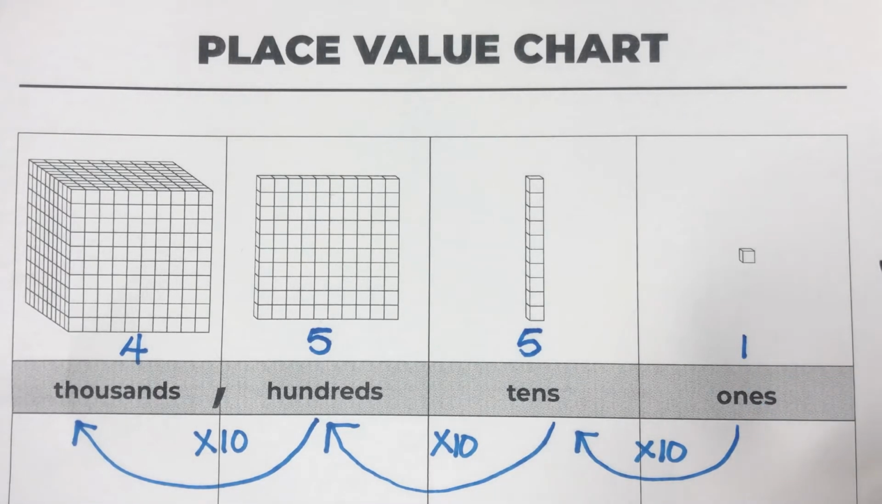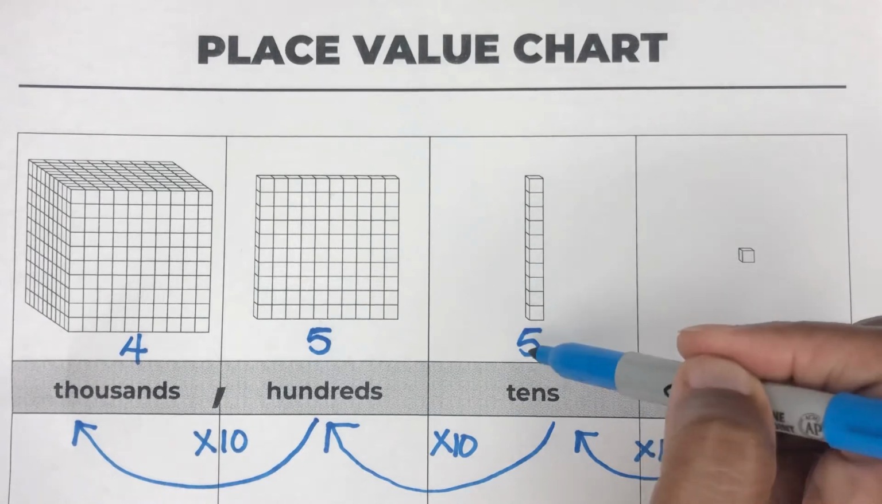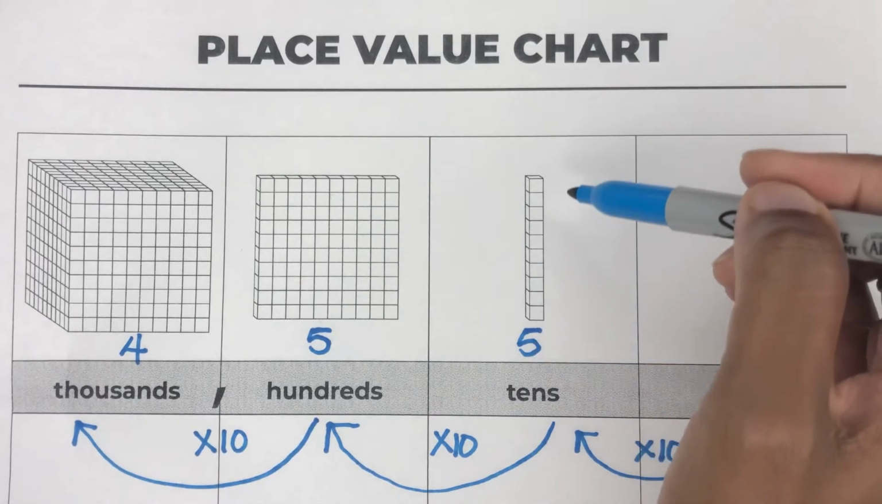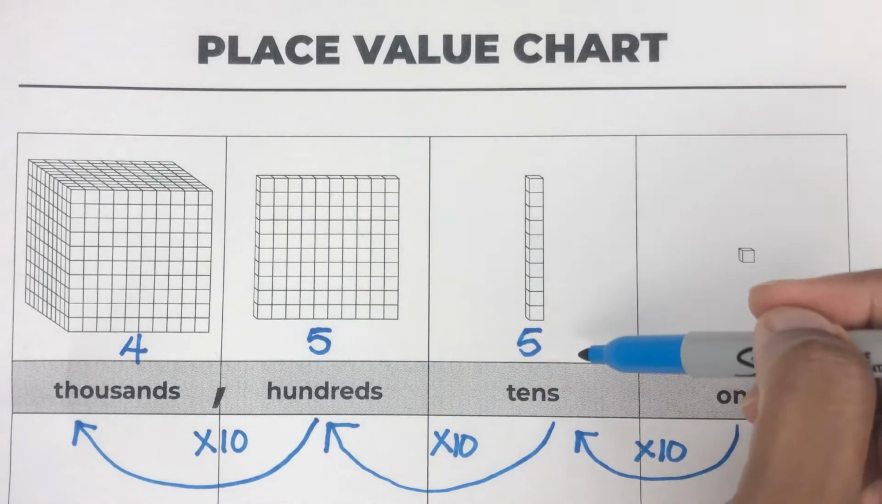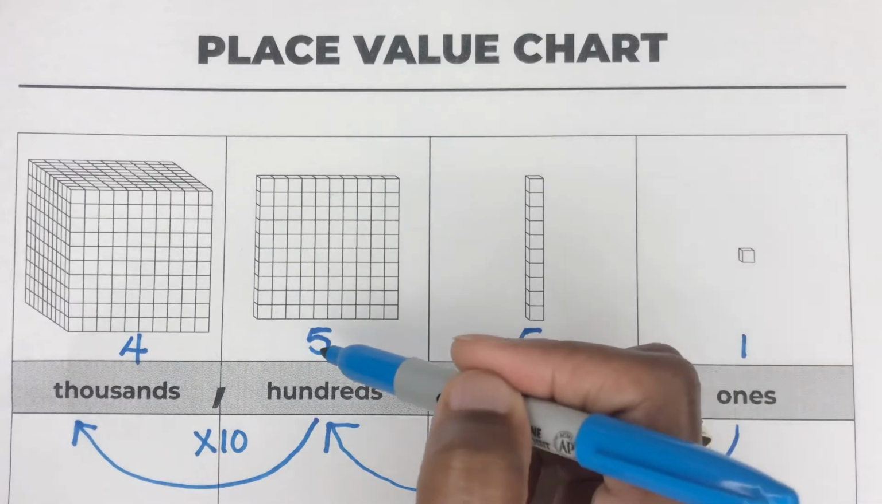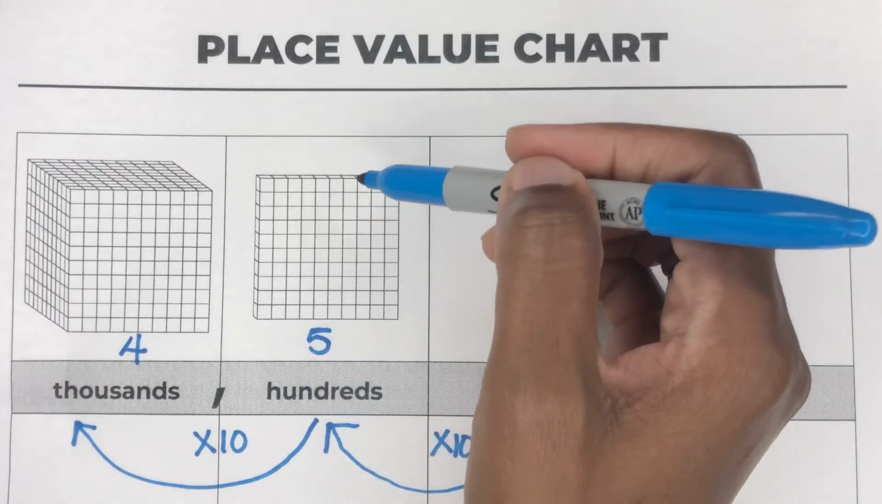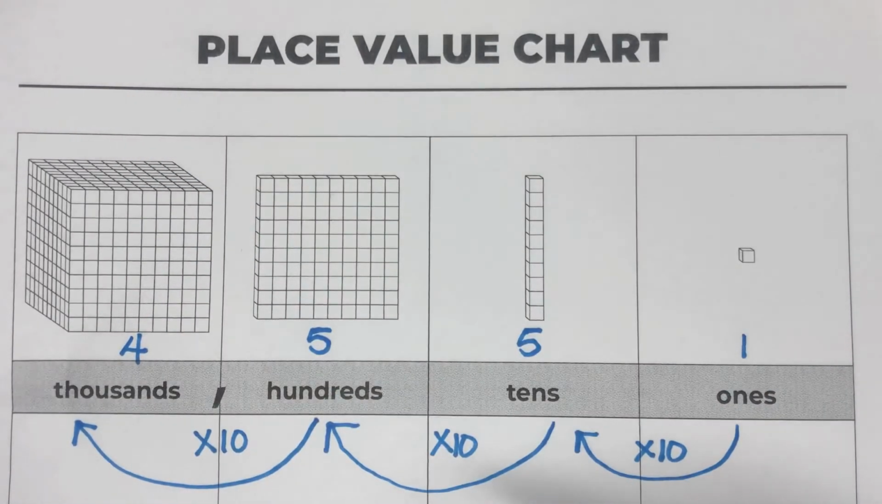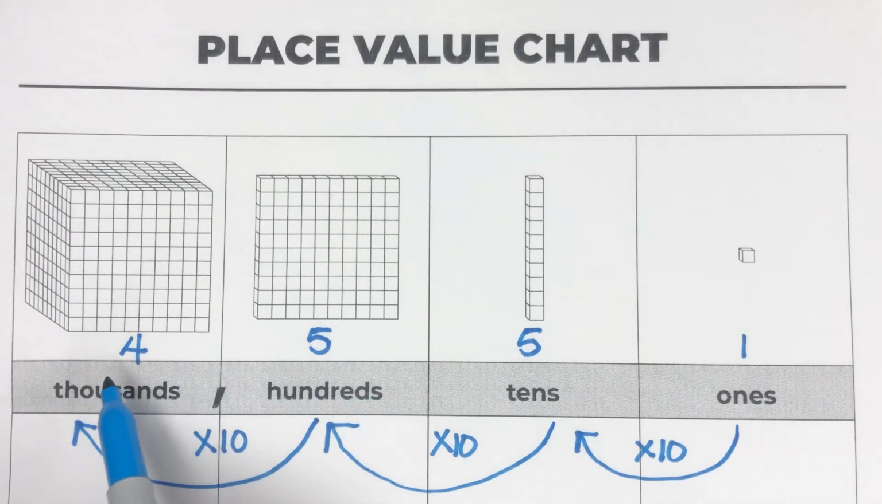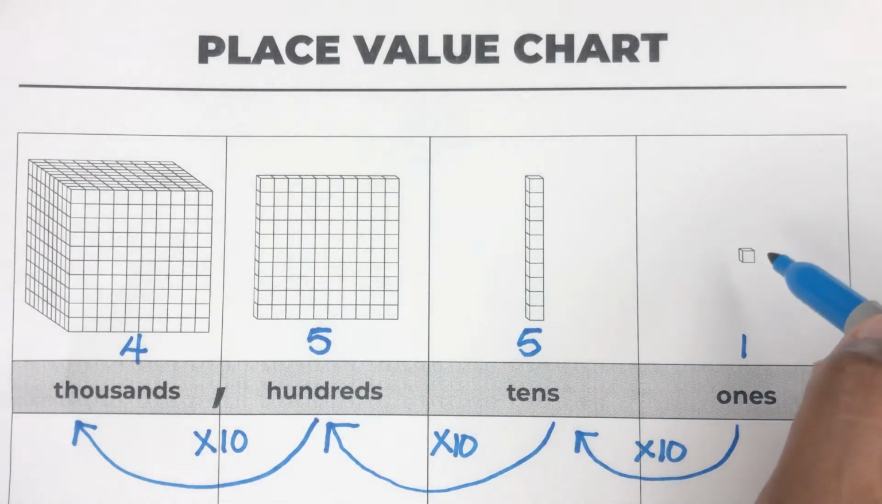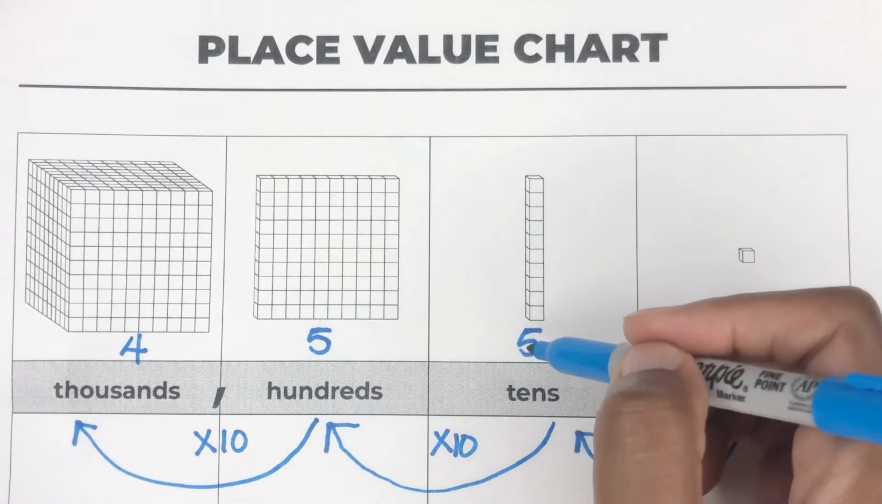So usually what they would do to represent with these visuals, this would be a 1, right? But if there's 5 tens, they would have 5 ten blocks stacked here to make the 50. And then 5 hundreds, they would have 5 of these, and 4 of these. And then that would give the representation of this value. So you'd have 4,551, right?